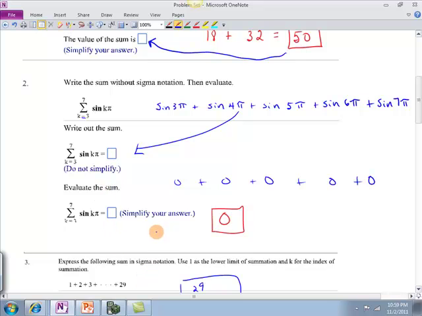And if you do that, if you're using your calculator, be sure that you're in radians. And every one of those is equal to 0. So the total answer would be 0.